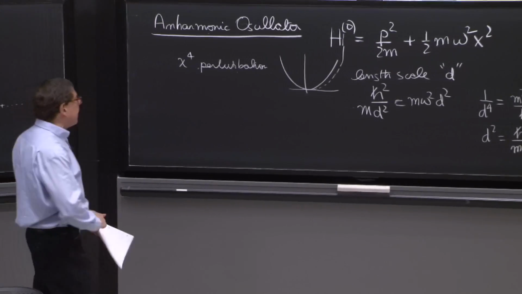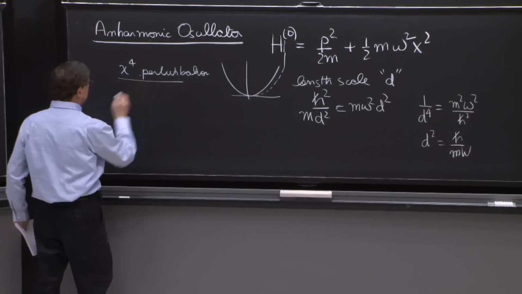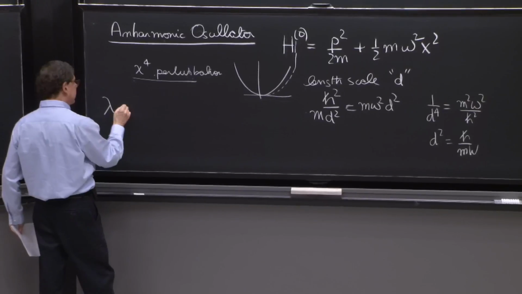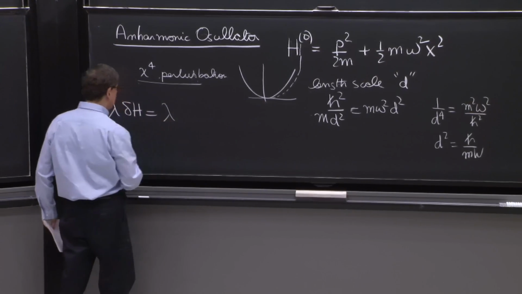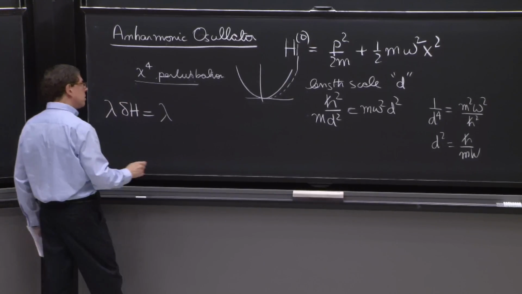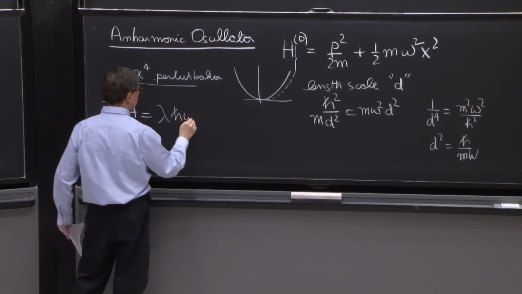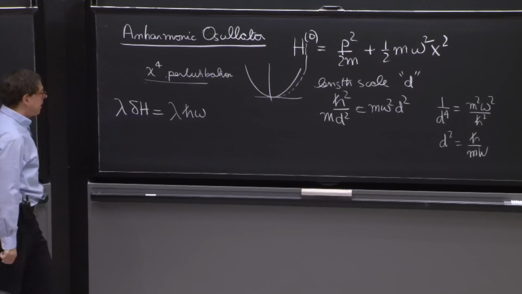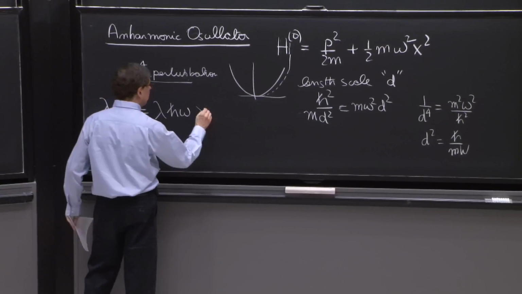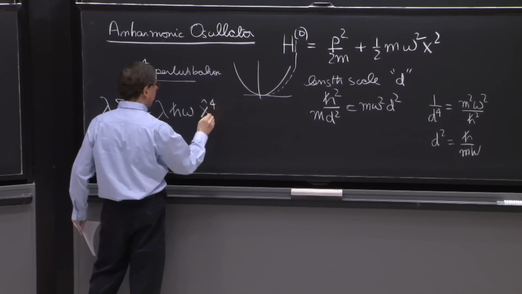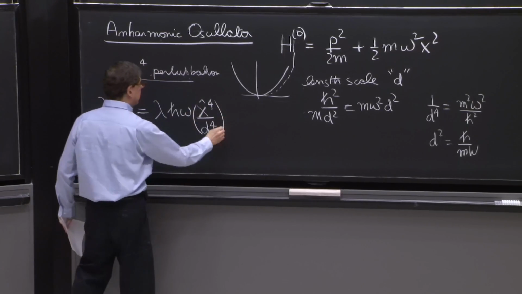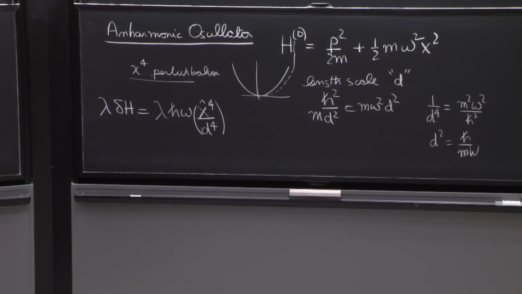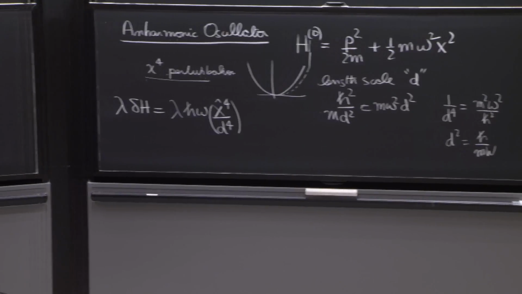So if we want to add a perturbation that is x to the fourth, we'll add a lambda delta H. That is going to be a lambda, which is unit free, times something that has units of energy. So you can put h bar omega, which has units of energy. And then you can put the operator x to the fourth divided by d to the fourth. That is a perturbation with units of energy. This is good.